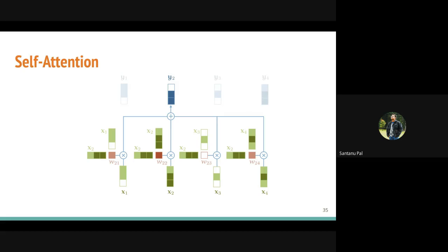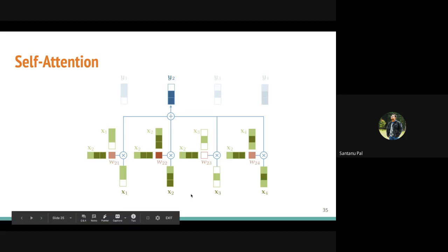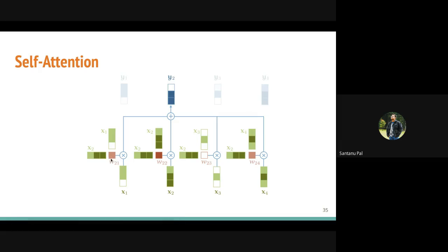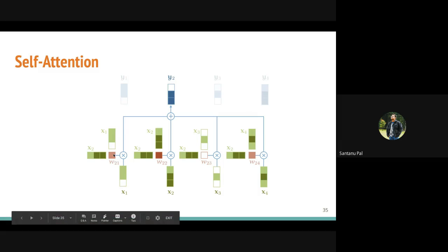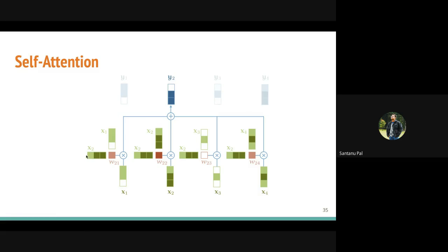So now in a pictorial representation, let's say x1 to x4 is our input sentence, and x1 is multiplied by a weighted matrix, and it gives x2.